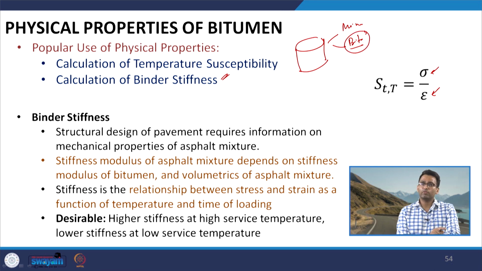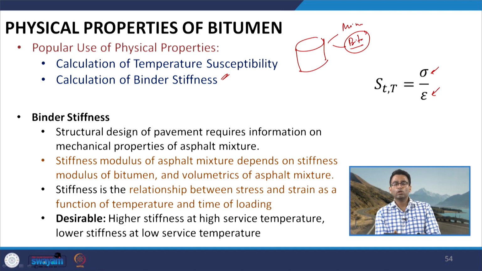Therefore, we can agree to the fact that the stiffness of the mixture will be a function of the stiffness of the bitumen and the volumetric parameters of the bituminous mixture in question. Therefore, if we can evaluate or determine the stiffness of the bitumen, we can indirectly predict the stiffness of the bituminous mixture as well. From the bitumen, what do we desire? We desire that at higher service temperature the stiffness should be high and at lower service temperature the stiffness should be low, so that we can have good resistance to permanent deformation as well as to low temperature cracking.